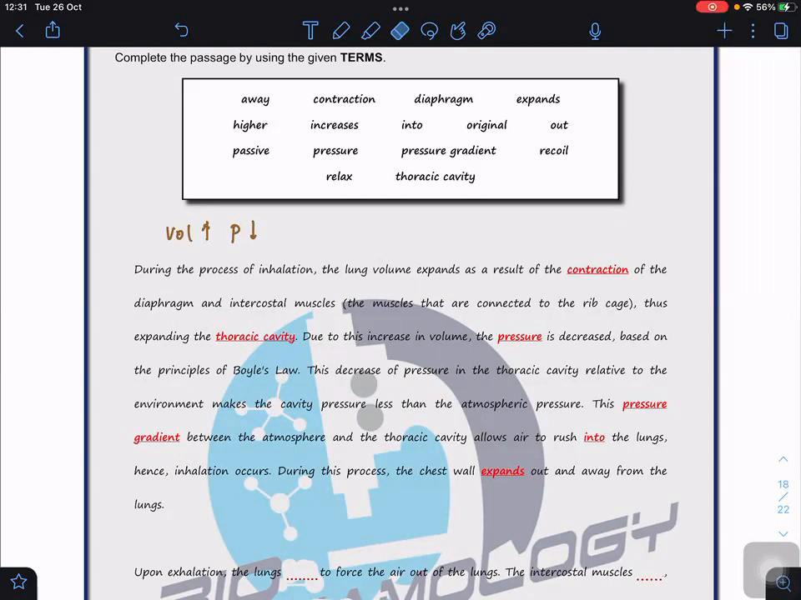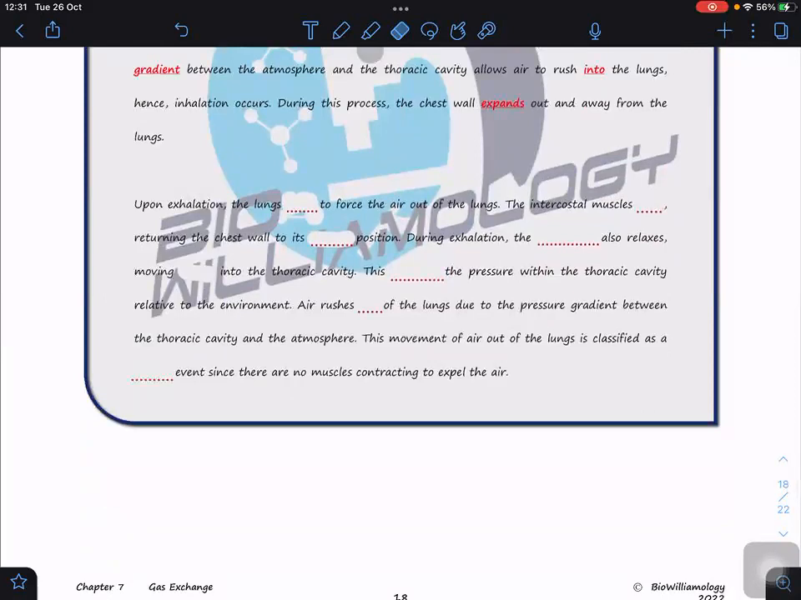Okay, so exhalation is more of a passive process because the muscles relax. Upon exhalation, the lung will recoil. In fact, it's not the lung that recoils, but the volume of the thoracic cavity decreases. The intercostal muscle now relaxes, returning the chest wall to the original position. During exhalation, the diaphragm muscle also relaxes, moving higher into the thoracic cavity. This increases the pressure within the thoracic cavity relative to the environment, so the air now rushes out of the lung due to the pressure gradient.